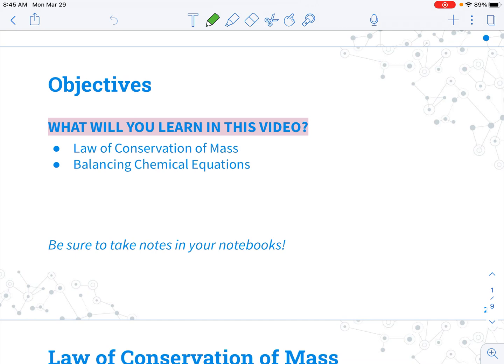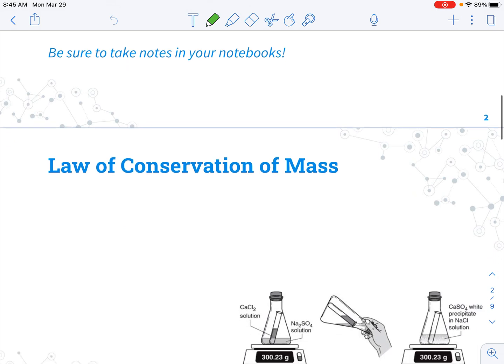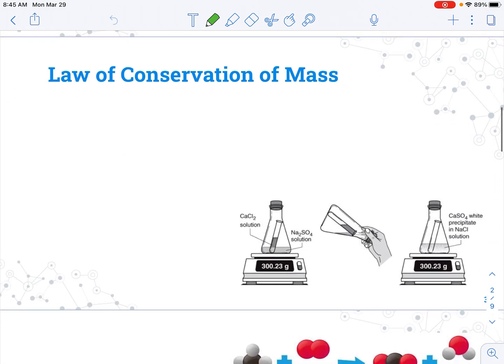Number 1, just reviewing and making sure we understand the law of conservation of matter or mass, which in reality is the reason why we balance equations. And then the idea of balancing equations itself. So again, make sure you're taking notes. If you've got any questions, please bring those up in class.